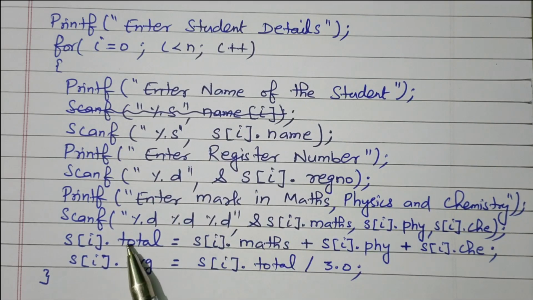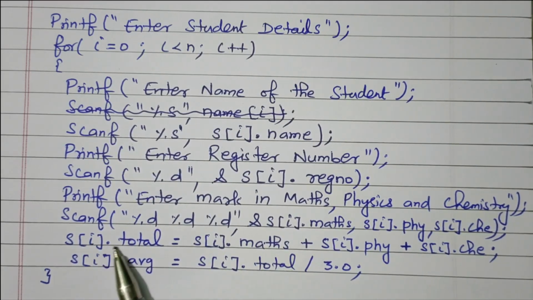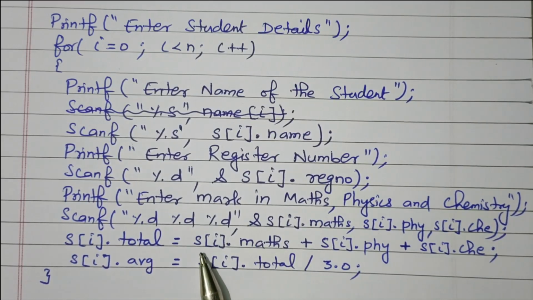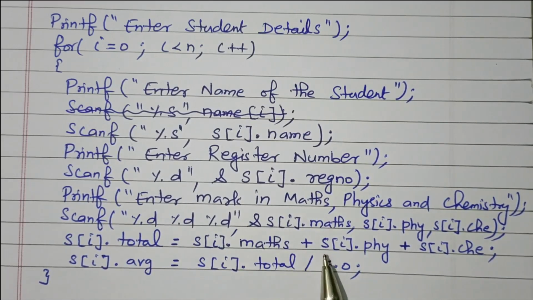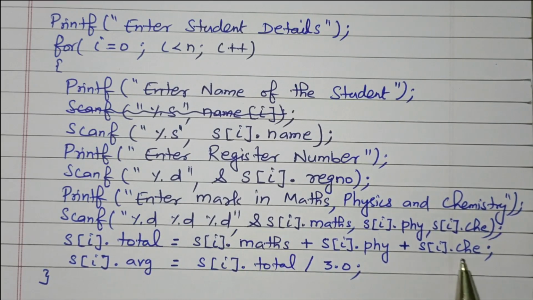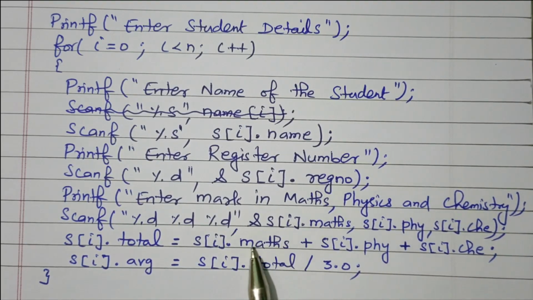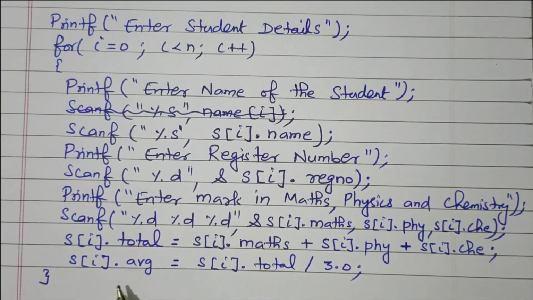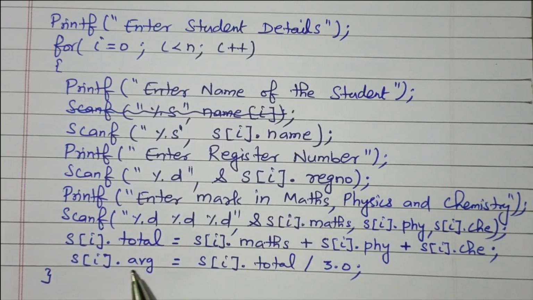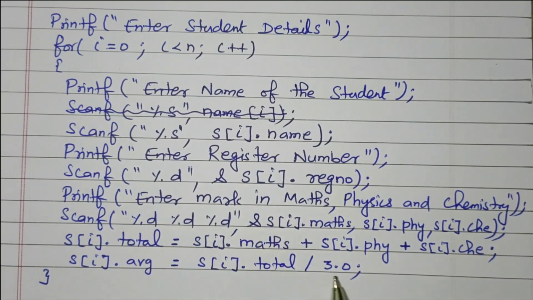Now we need to find the total and average. s[i].total, that is the first student's total, equal to s[i].maths plus s[i].physics plus s[i].chemistry. So these three marks are added and stored in total. What is average? s[i].average, 3 marks are added, so divided by 3. So this is a floating point type. 3.0 means floating point. The average may be a fraction, so we are going to divide by 3.0.